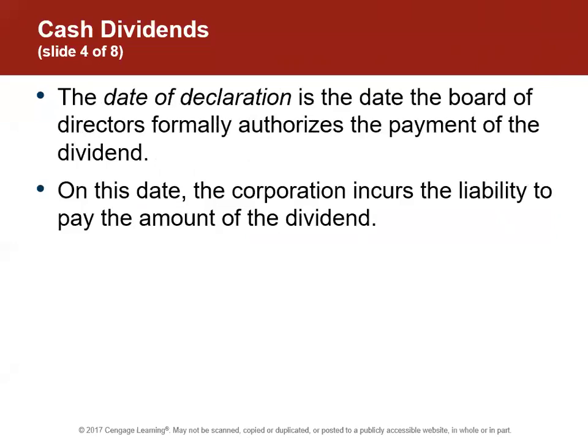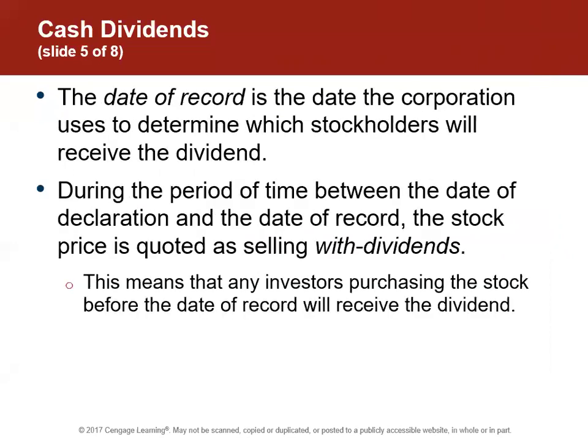So on the date of declaration, we're going to record the liability because we're saying we are going to pay this dividend. Okay, so the date of declaration, we record the liability. The date of record is just record keeping purposes only. There's no journal entry. So that's just when we look at all the people that are stockholders. All of those people will receive a dividend.